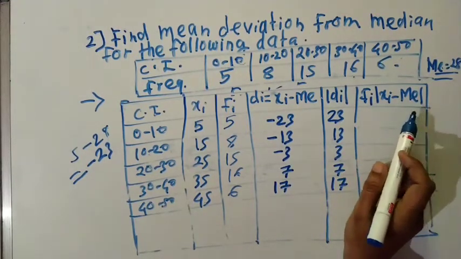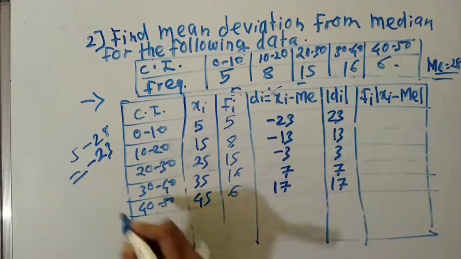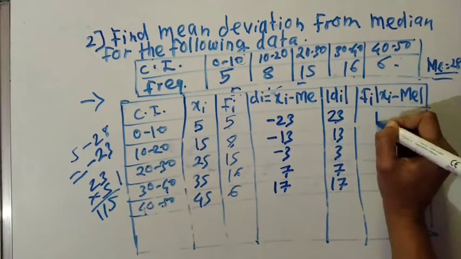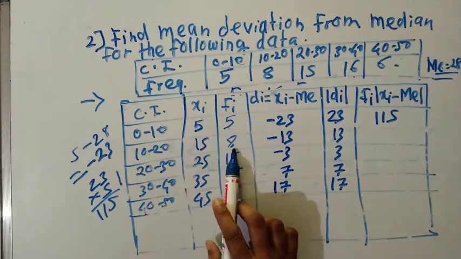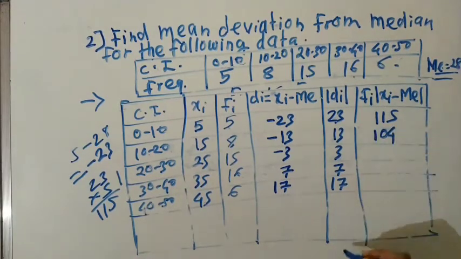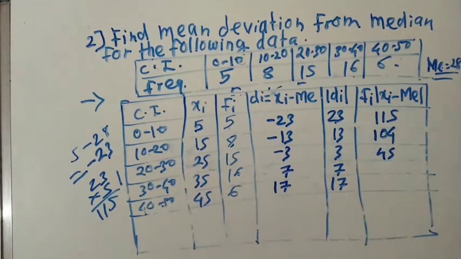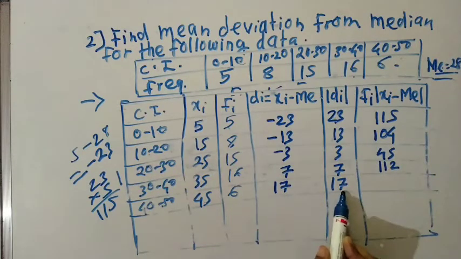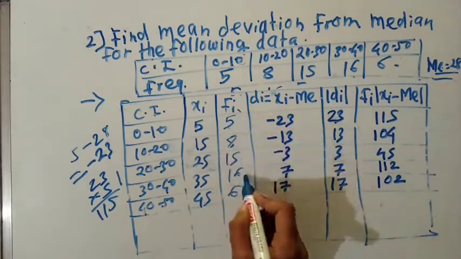Then fi into mod of this. 23 into 5 is 115. Then 13 into 8 is 104. 3 into 15 is 45. 7 into 16 is 112. Then 6 into 17 is 102. Then we find the summation of all these values.